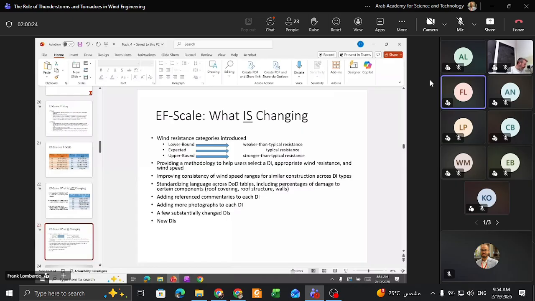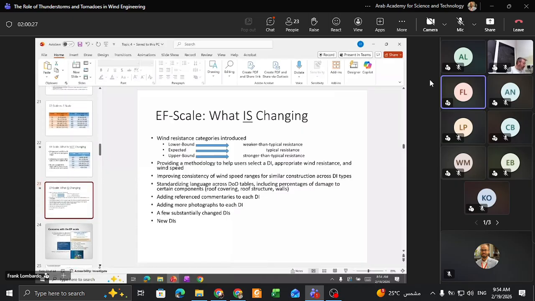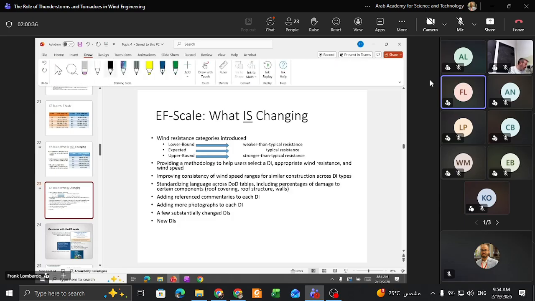Okay. So we talked about this. So one, the EF scale. The EF scale is going through an update. Okay. One of the big things that will be changed is, we saw this lower bound, upper bound, and expected in the old EF scale. This was LB, EXP, and UB. Now they're changing that to, which was its intention, typical resistance, weaker than typical resistance, and stronger than typical resistance. So it's really more of a construction quality thing that they're planning on using going forward.